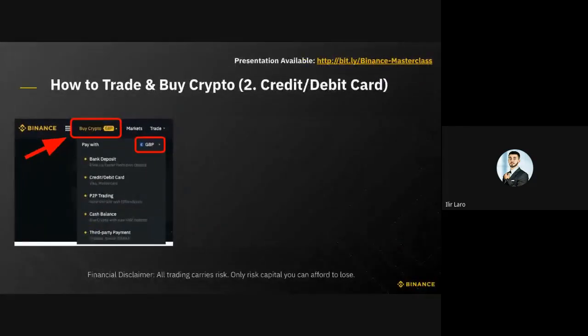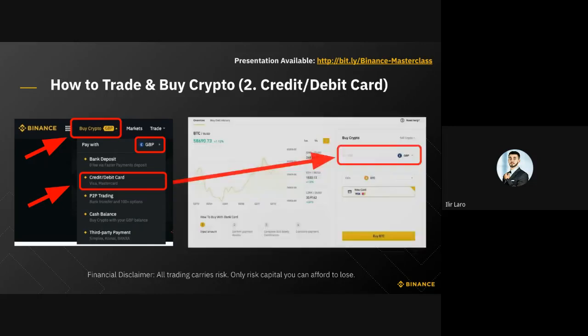So the second method to buy crypto is the credit and debit card. Similar to the previous process, you go on the navigation bar, hover over buy crypto, and then instead of clicking cash balance, you click on credit debit card. Similar to the previous section, the UI is the same. It's just that now you're using a different method: credit and debit card instead of your cash balance.